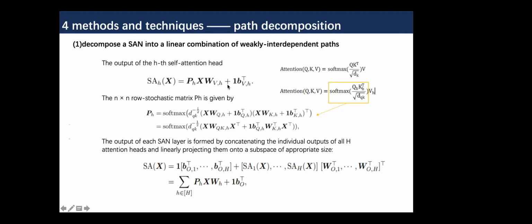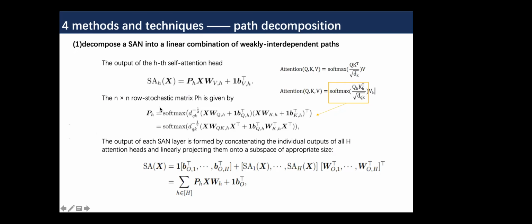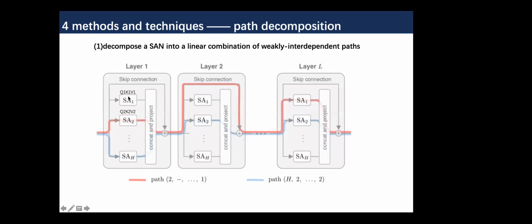So the only difference is that here we have H, because this is a head, but it's also a path. So we need to analyze every head. So we need to divide the heads up separately, and then maybe we'll put them together. The output of each SAN layer is formed by concatenating the individual outputs of all H heads and linearly projecting them onto a subspace of appropriate size. So we just combine them together into one.